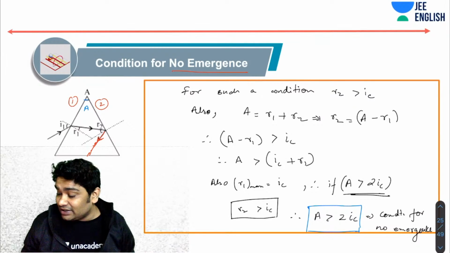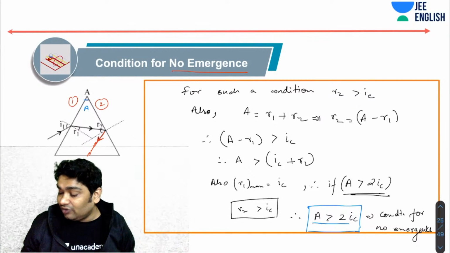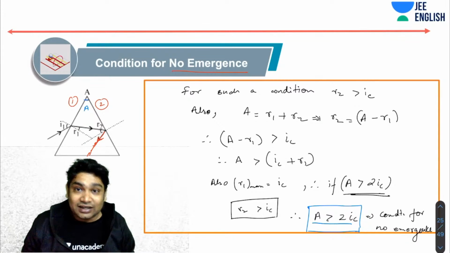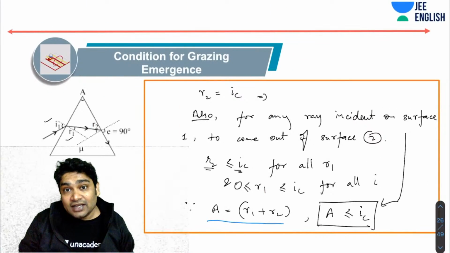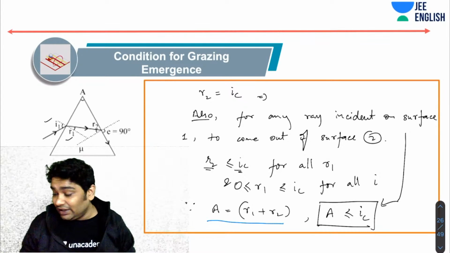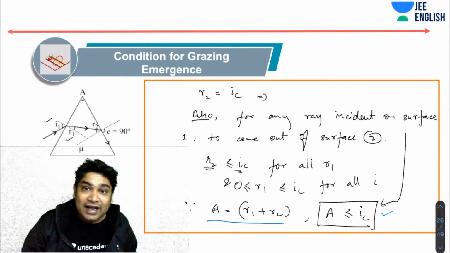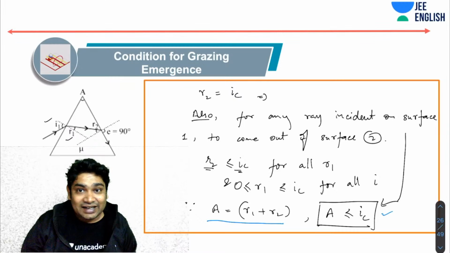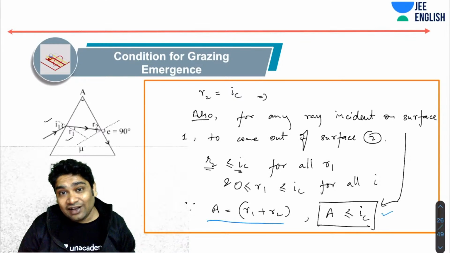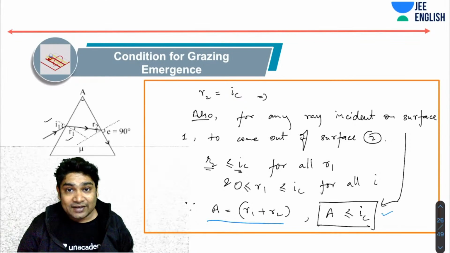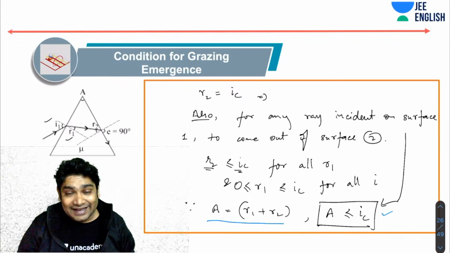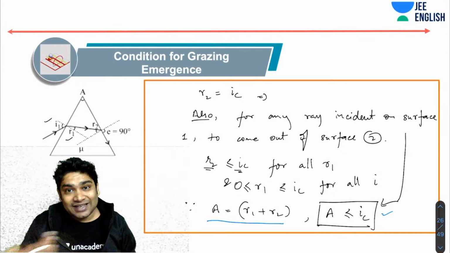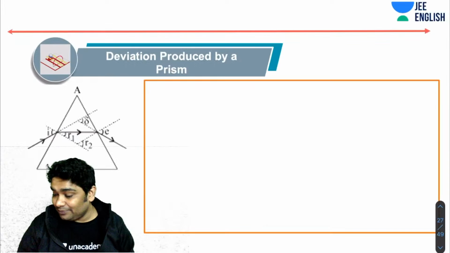Okay? So if you want no rays incident at phase 1 coming out of phase 2, then this is the condition: angle of prism should be greater than 2 times critical angle. If you want all rays incident at phase 1 coming out of phase 2, then the required condition would be angle of prism should be less than the critical angle. And if your angle of prism lies between IC and 2IC, then some rays would come out, some rays will get reflected back. Okay.